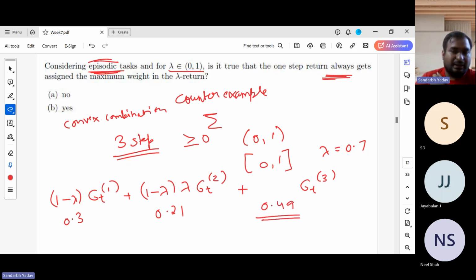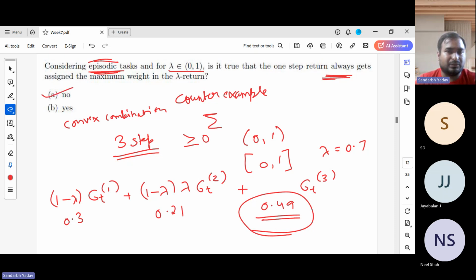But in this counterexample, we can see that the maximum weight is assigned to the three-step return, not the one-step return. This shows that it is possible that the last return gets a higher weight. This happens in episodic tasks. So this statement is false.